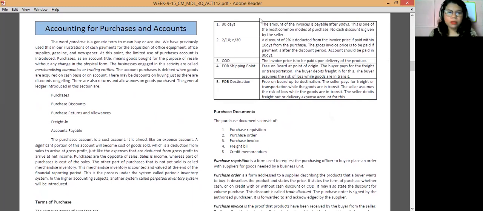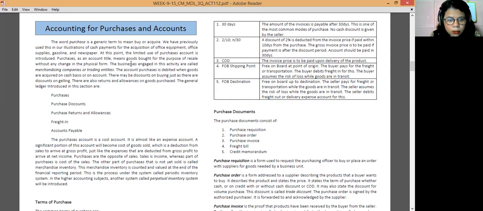Okay? So, accounting for purchases and accounts. Diba? Purchases and accounts. So, lahat ng mga purchase natin. Diba? Under our business. Diba? So, the word purchase is a generic term to mean buy or acquire. Okay? So, kaya nga sa isang company, may mga department. Kami nun, yun nga, sa procurement department, diba? So, yun po. May procurement department talaga para yung mga supplies needed sa isang kumpanya, sila yung nag-a-acquire. Okay? So, sila yung responsible.